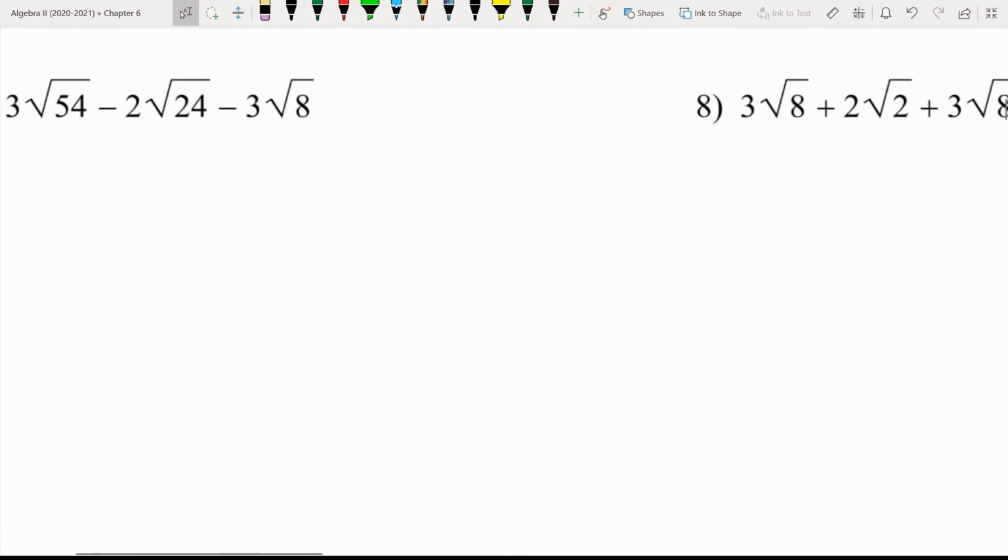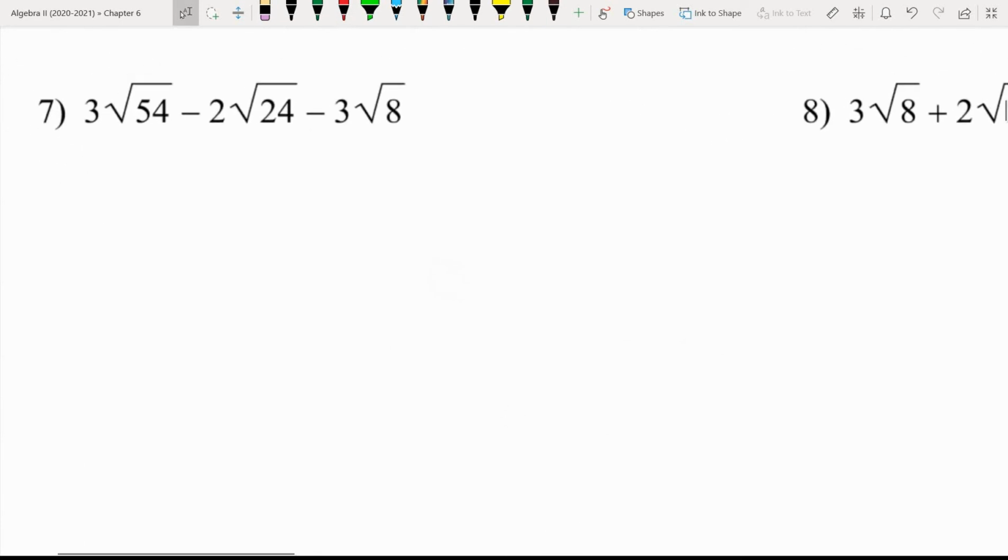Here we have some things that initially don't look like like terms, but I could make some of them into like terms. Because this 54 here, is there a perfect square that divides into that? Well, that is 9 times 6. There's a perfect square. This 24 is 4 times 6. There's a perfect square with the 4. And I think we've seen square root of 8 enough times to know that that's 2 square root of 2.